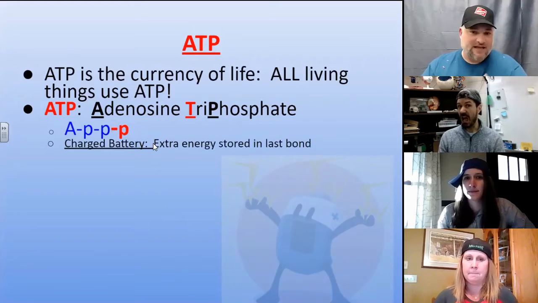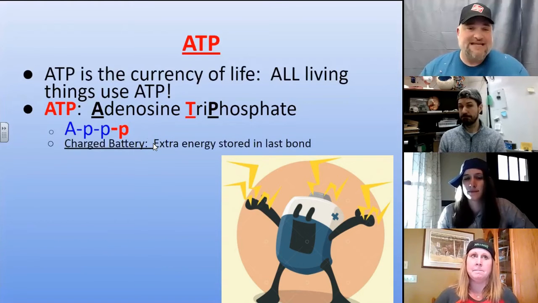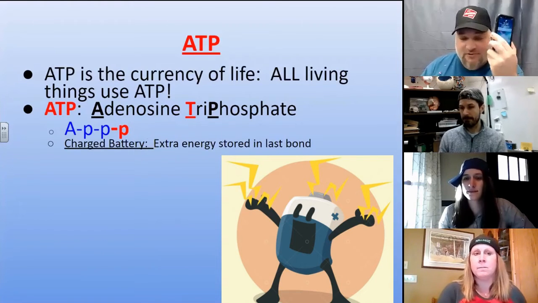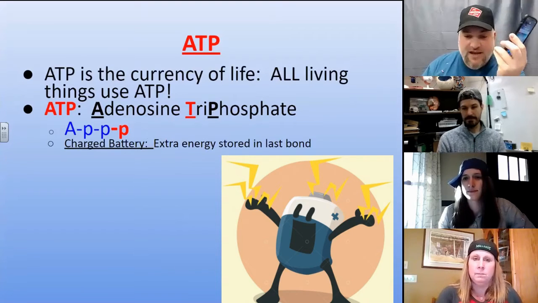You can think of it like a charged battery. If you have ATP, it's like a battery in our phones, all charged up, 100%, ready to go. Going to give us the energy we need.